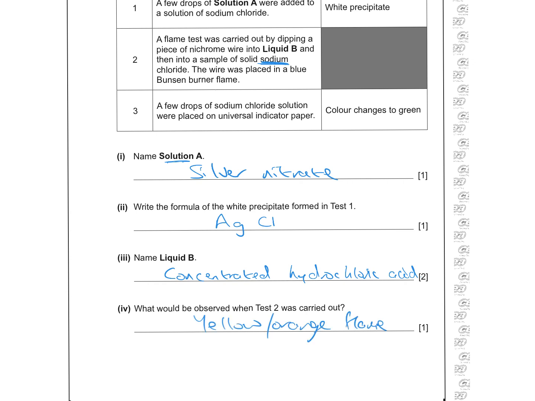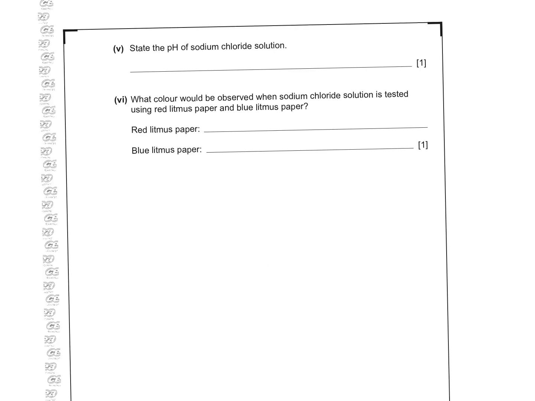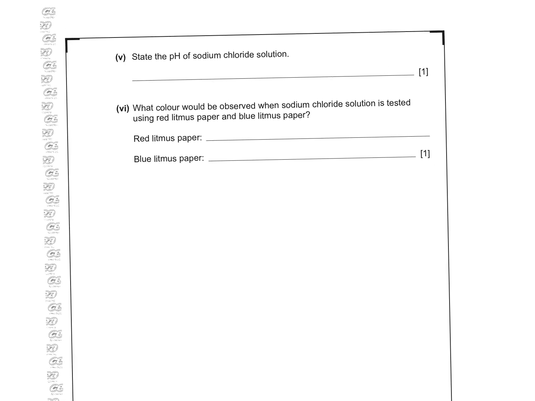I'm just going to look at test 3 because it's needed for the next question. Universal indicator paper is used and it changes to green. So let's look at the next part of the question. State the pH of the sodium chloride solution. Well, that's obviously going to be 7. And part 6, what colour would be observed when sodium chloride solution is tested using red litmus and blue litmus? Well, it's not going to change the colours of these indicator papers because it's neutral. So red litmus will just remain red and blue litmus will remain blue.